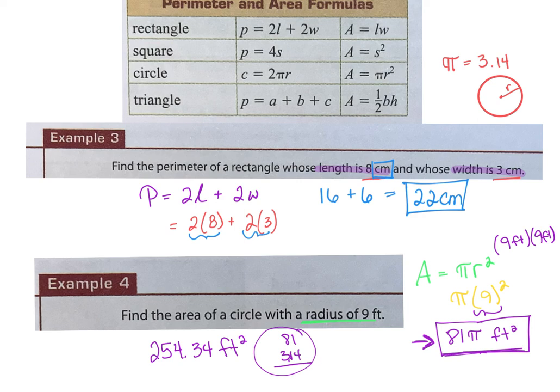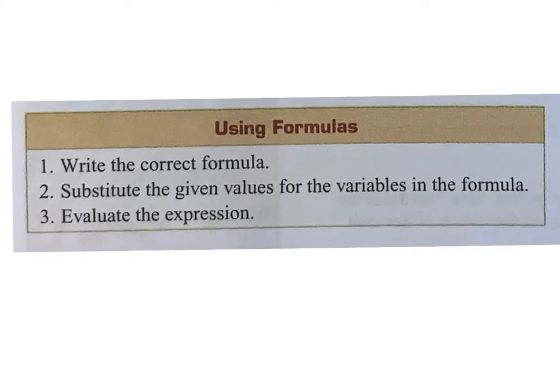All right, so I want you to try a couple of these. We're going to look at the steps to finding a formula real quick, and then we're going to talk about doing it. So, using formulas. First and foremost, use the right one, okay? So, use the correct formula. This seems like, yes, of course, that's what you do. But if it says perimeter, or if it says find the length of the fence, you have to know whether you're finding perimeter or whether you're finding area, okay?